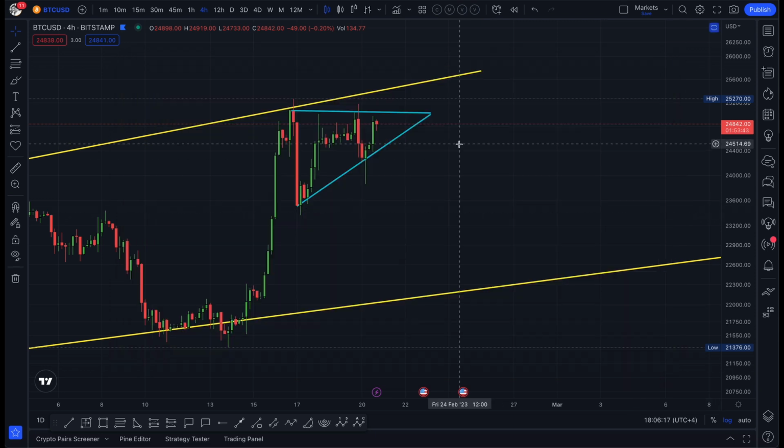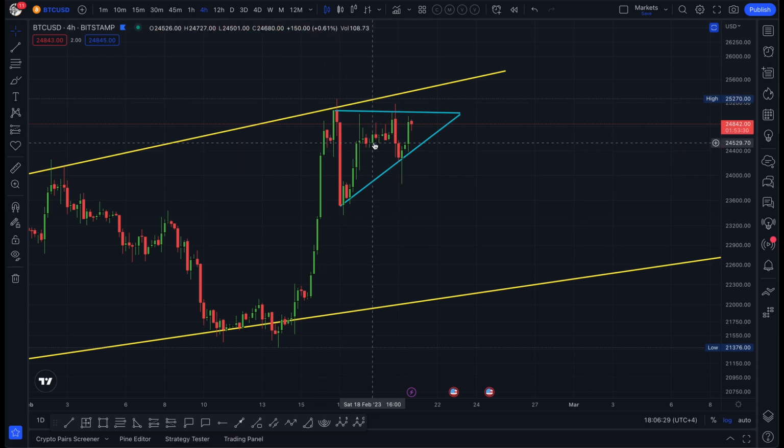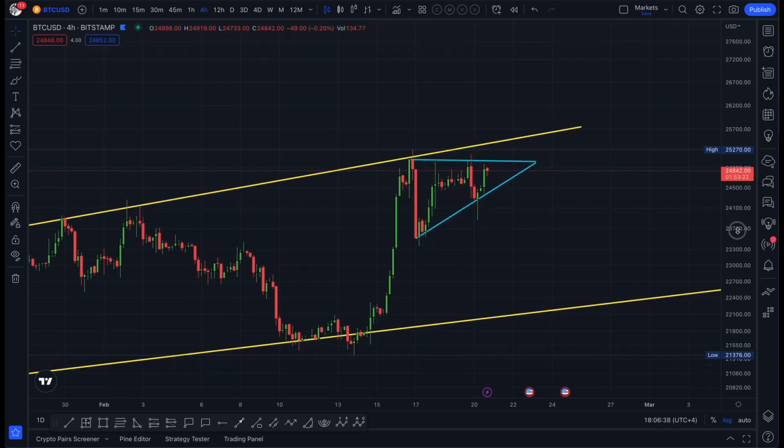So we have, of course, this ascending triangle forming on the price of Bitcoin. Now, people could mistake this for a bull flag because we have this huge price movement to the upside, but this is not a bull flag. A bull flag would look more parallel. So this is an ascending triangle. However, ascending triangles do usually break to the upside.